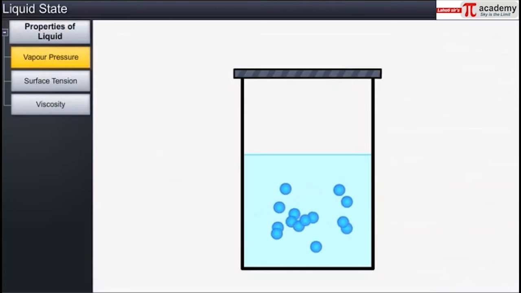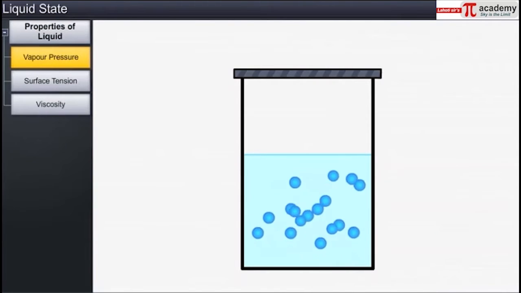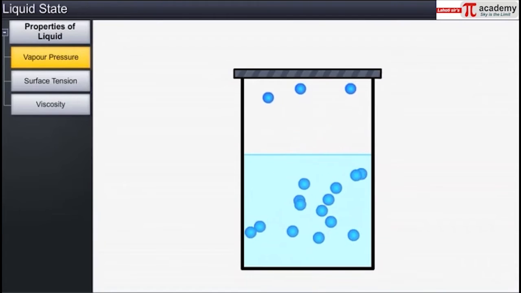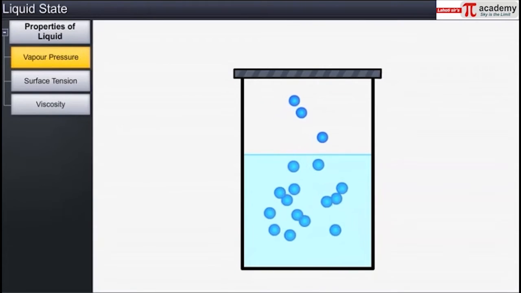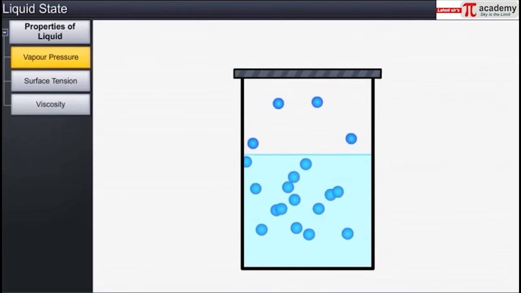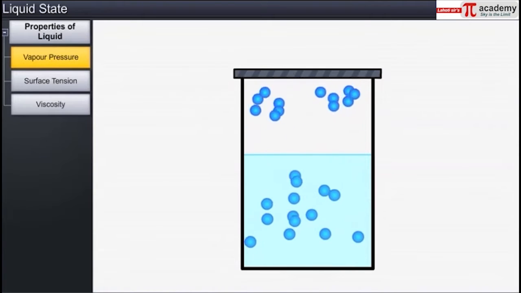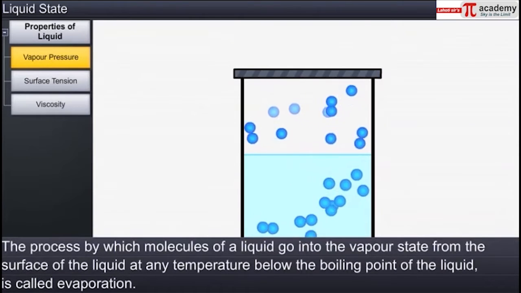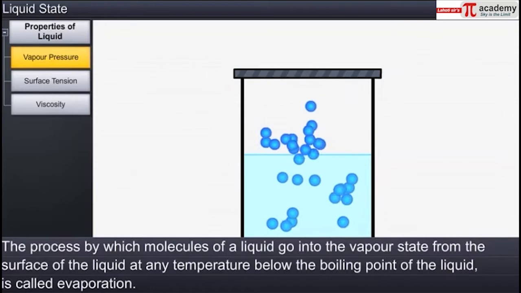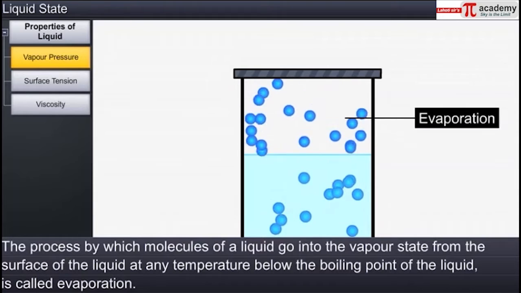When a liquid is partially filled in a closed evacuated container, the molecules of the liquid that possess above average kinetic energies overcome the intermolecular forces that hold them in the liquid and rise to the surface. These molecules start escaping from the surface of the liquid and reach into the vapor state. The process by which molecules of a liquid go into the vapor state from the surface of the liquid at any temperature below the boiling point of the liquid is called evaporation.